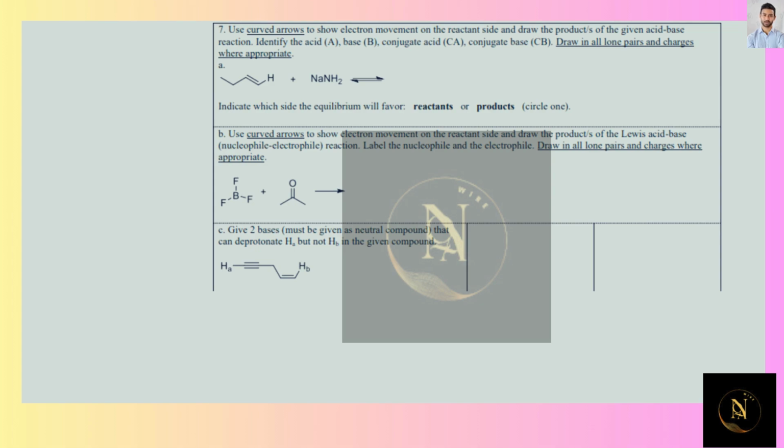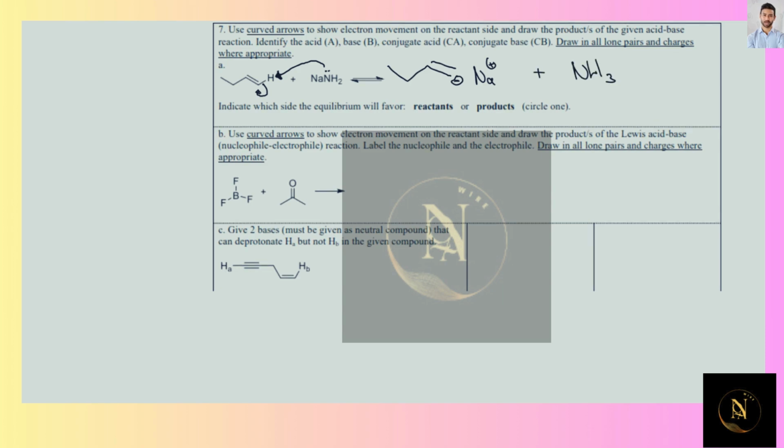Over here we need to use curved arrows to show the electron movement from the reactant side to draw the products for this compound. Recall that the amide has an extra pair of electrons that is going to take away this hydrogen atom and produce a carbanion, which is stabilized by sodium plus, along with the corresponding NH3.